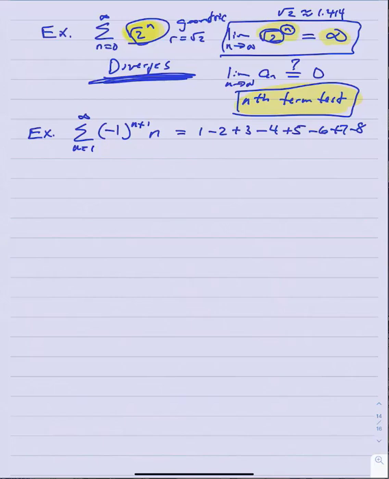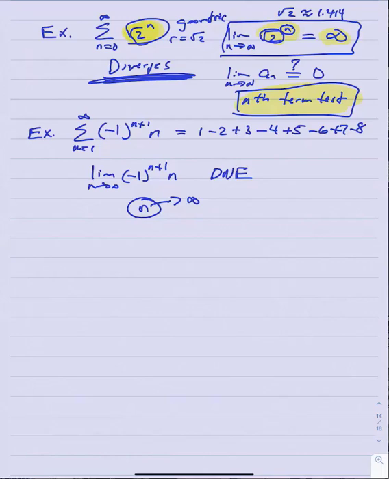In fact, I can very quickly say, what's the limit as n goes to infinity of negative 1 to the n plus 1 times n? And I can clearly say it doesn't exist, because the absolute value of this thing is just n, and I know n goes to infinity as n goes to infinity. It's just that the signs are alternating.